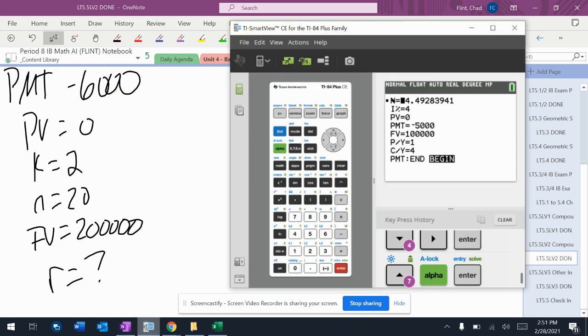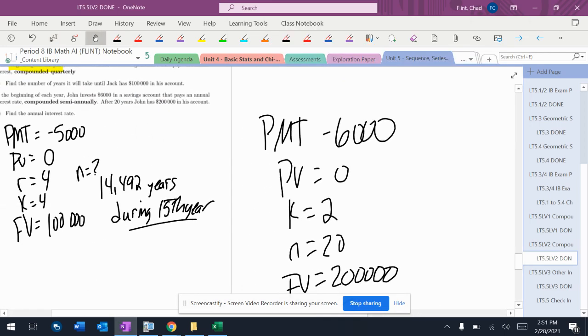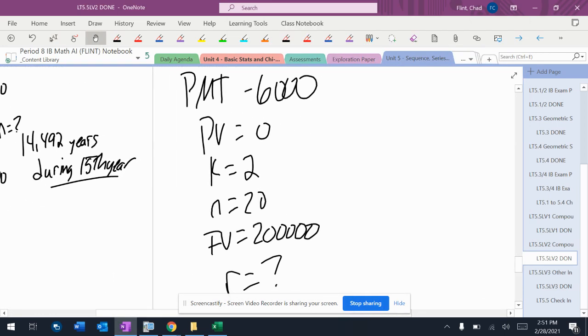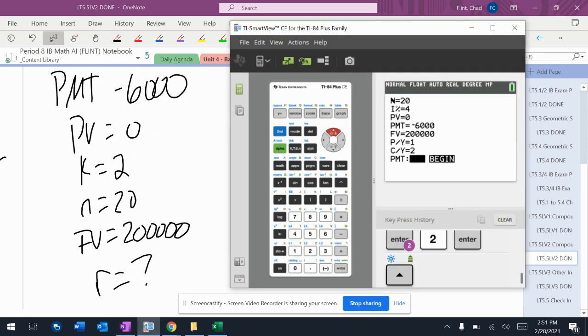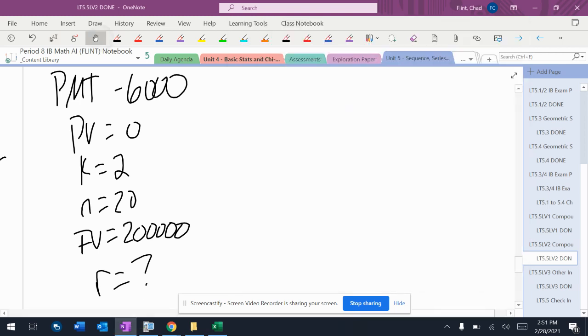So there's my info. So we got 20 years, interest rate, we don't know. Present value is 0. We're going to pay 6,000 in per year. Future value is 200,000. Compounding is only 2. If you put it at the beginning or the end of each year, beginning of each year, so it's still a beginning problem. So I'm going to go to interest rate, and I'm going to alpha, enter. 4.59% interest rate.